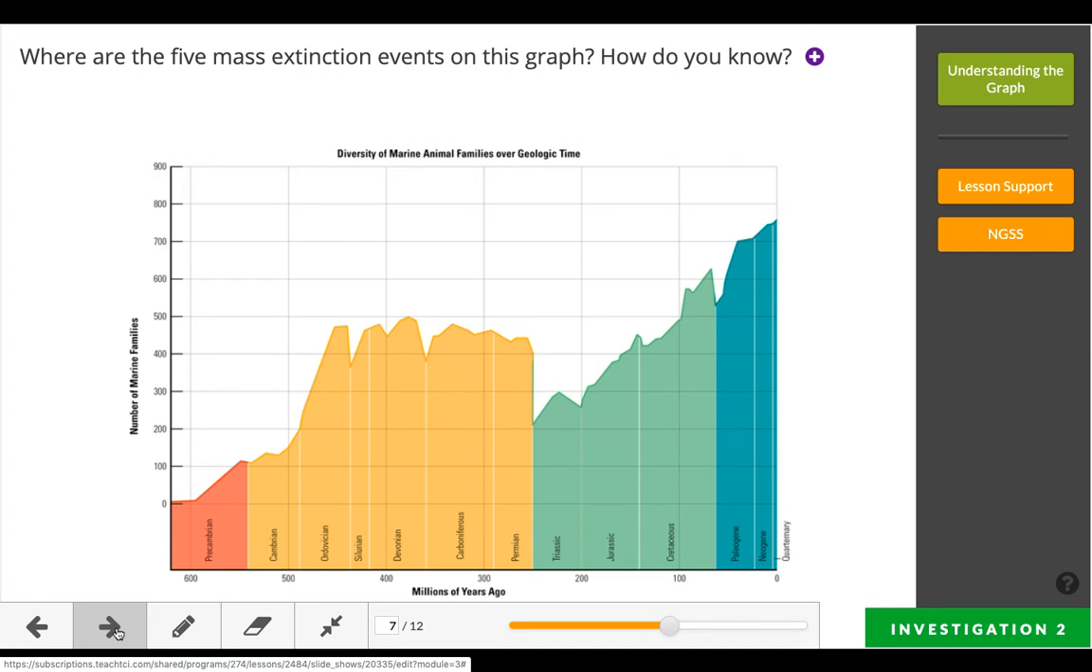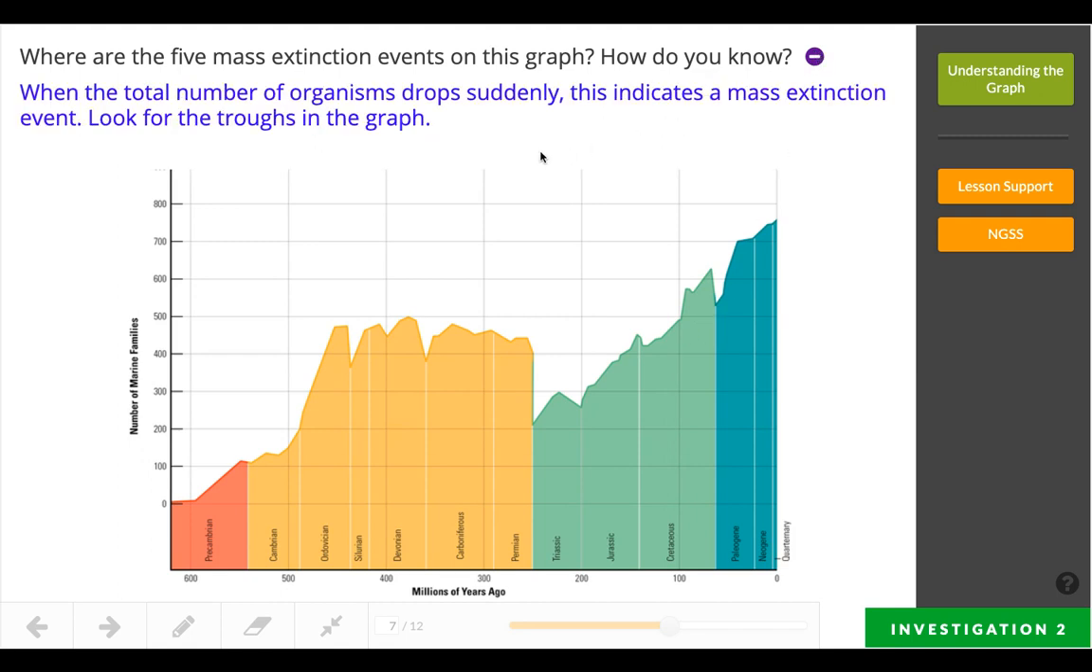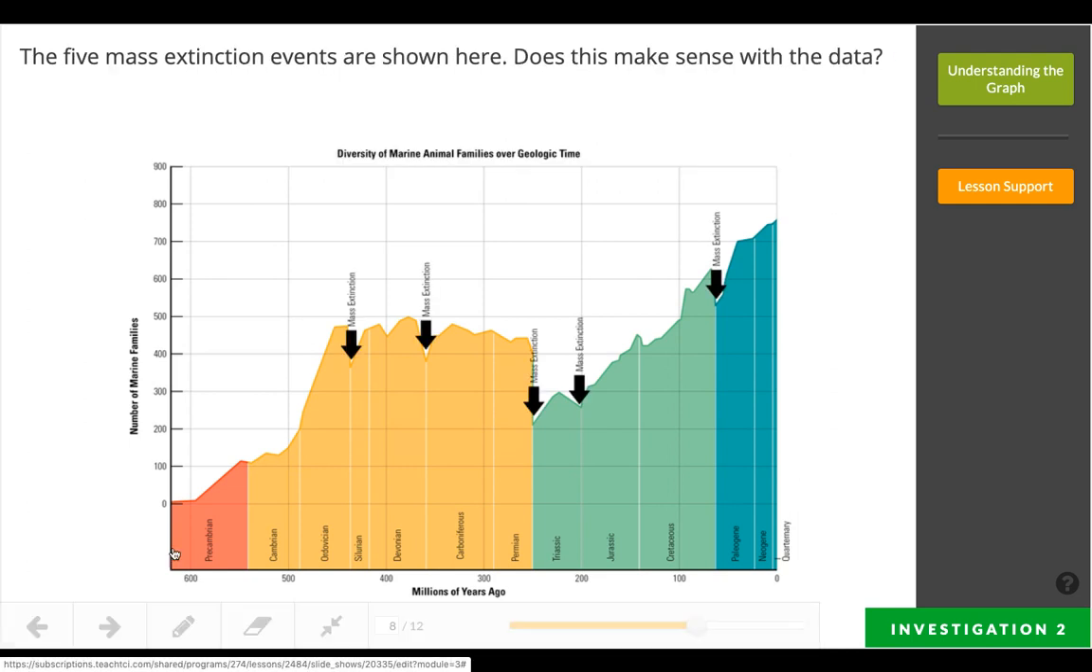This is the image that's shown on handout D. Where did you determine the 5 mass extinction events happened on this graph? What were you looking for? Well, you should have looked to these major drops on the graph. When the total number of organisms drops suddenly, like it does right here, between the Ordovician and Silurian eras, that indicates a mass extinction event. So look for those big troughs in the graph. Here they are labeled for us. Does that make sense with the data?